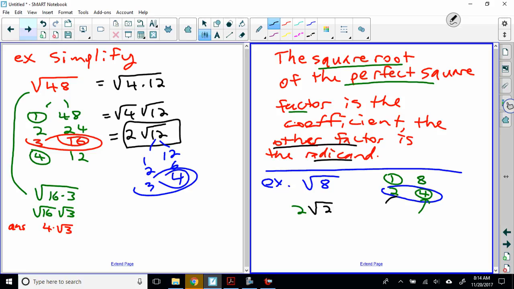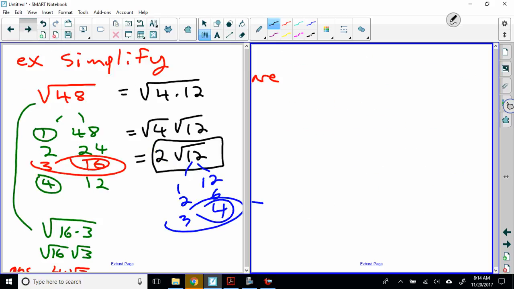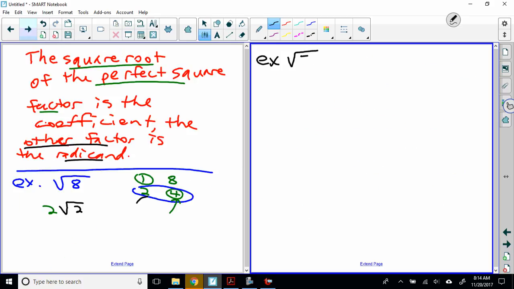So let's try this a couple more times. Let's try the square root of 72. This is probably my third favorite example. The reason I like 72 is because it's got lots of factors. Oh man. And it's real nice to show you where to start looking in this list. 1 and 72, 2 and 36, 3 and 24, 4 and 18, 6 and 12, 8 and 9.